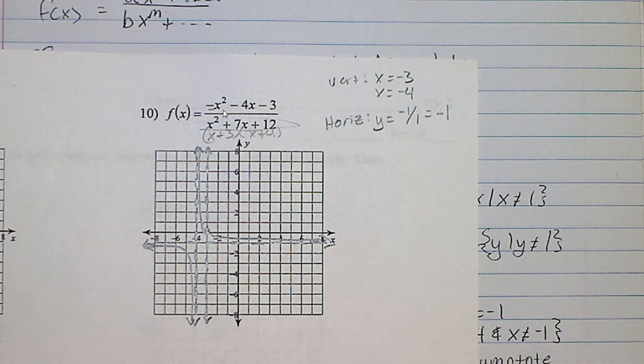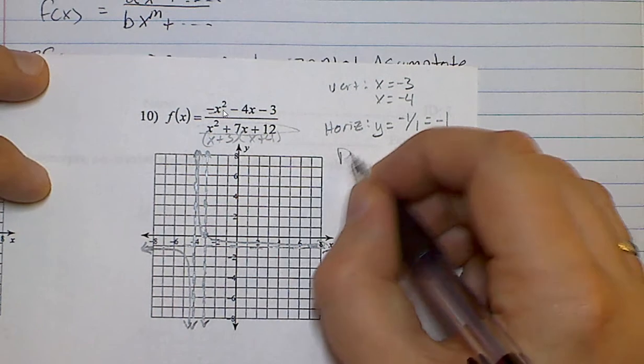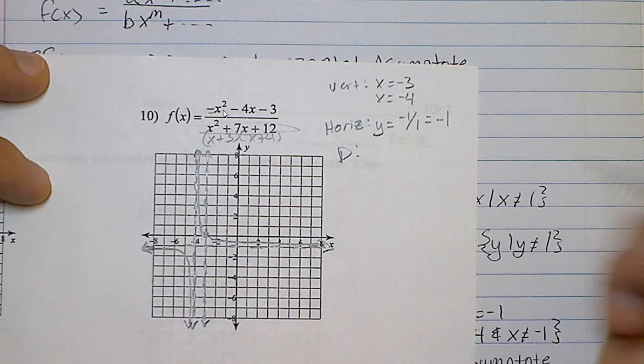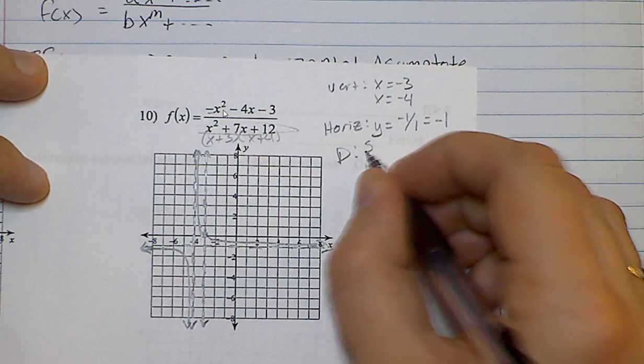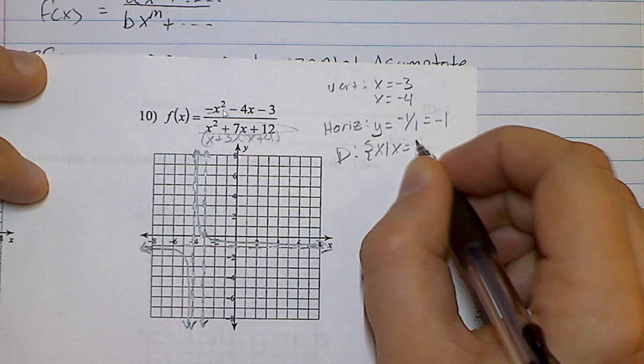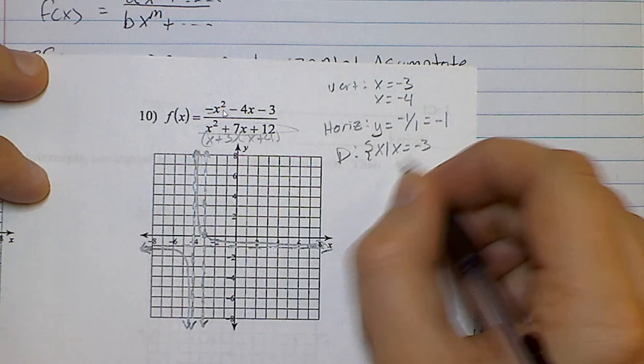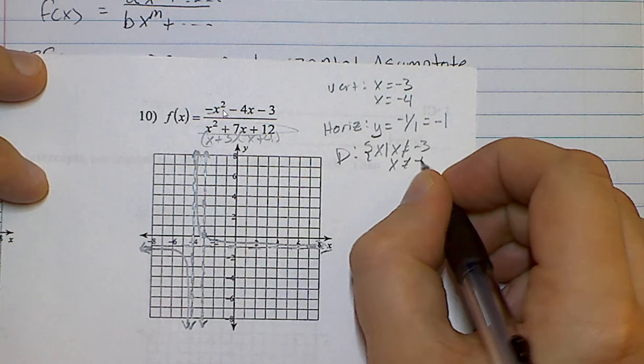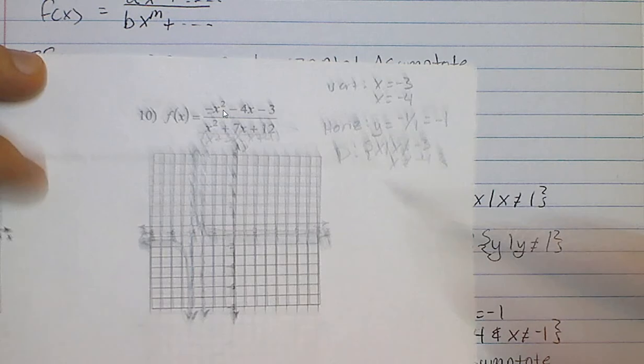Oh yeah, and I gotta do domain. The assignment doesn't ask for range, so I'll just do domain. Domain is x such that x does not equal -3 and x does not equal -4. It also asks for x-intercepts, but you don't have to do that part. This has an error 0.